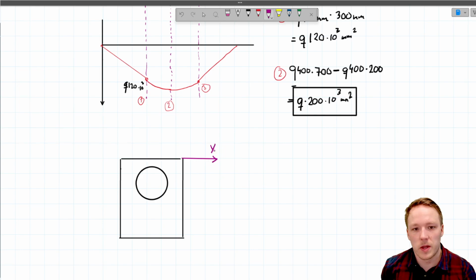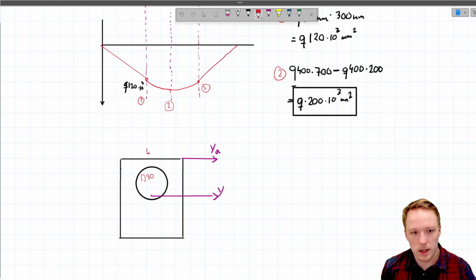So this will be our additional y-axis. The actual y-axis is going to be located somewhere in here. The diameter of this round part is 30 millimeters. The width is 40, and the height is 50. So those are the dimensions of the rectangle here.